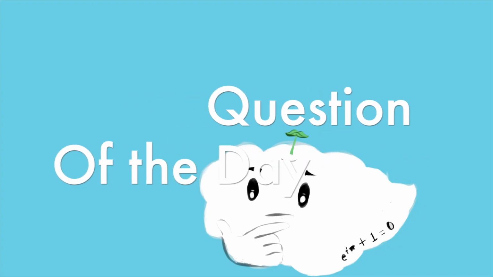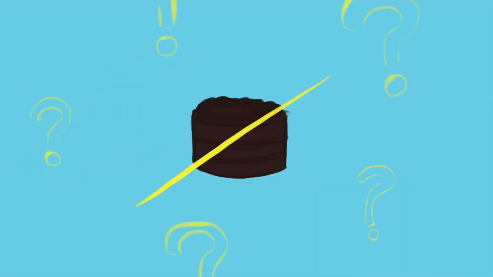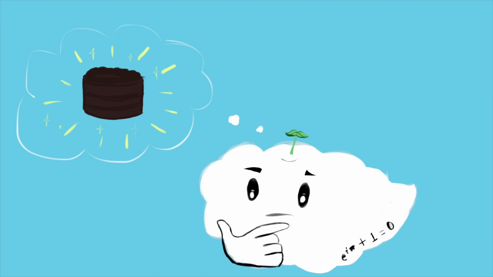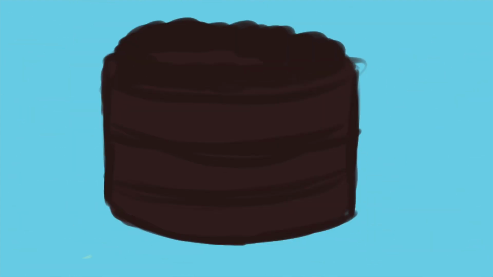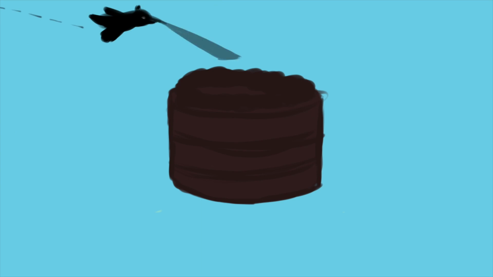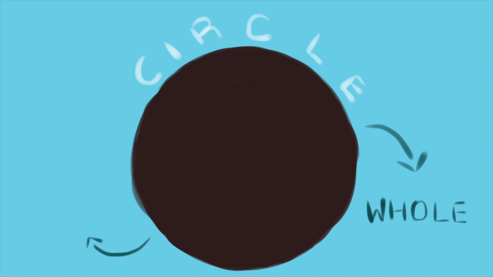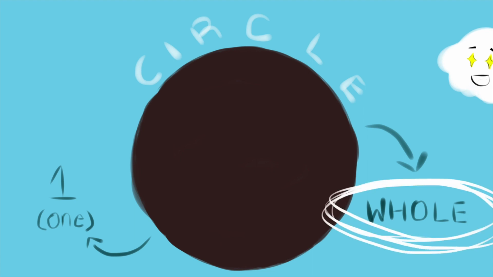Question of the day. How should I split the chocolate cake so that both my brother and I would get an equal amount? Well, first, let's identify the shape of this cake. From a bird's eye view, this is a circle, but it is also what we call a whole in math that is equivalent to the number 1. In other words, if this cake was mine and there's no one to share this cake with, then I would have this whole entire cake for myself.